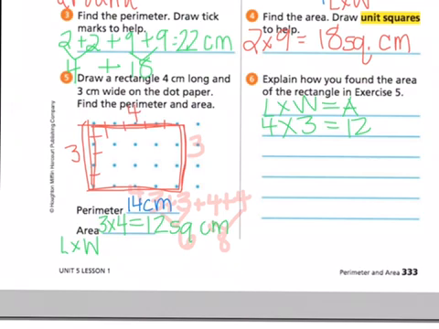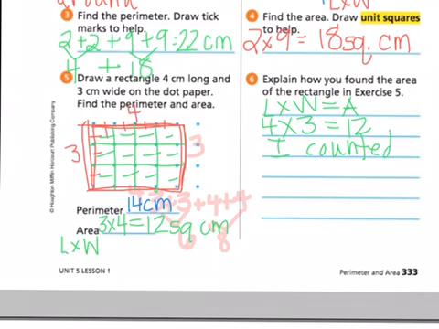We could also do this. We could also count it up by ones. We could make our squares like this and count 1, 2, 3, 4, 5, 6, 7, 8, 9, 10, 11, 12. You could also say, I counted each square. So that would be another way to solve this one.